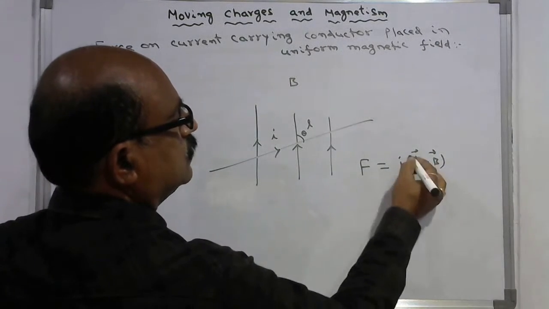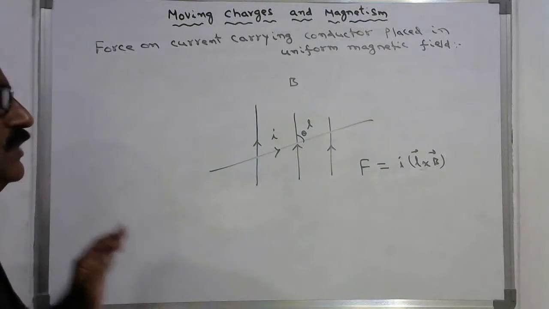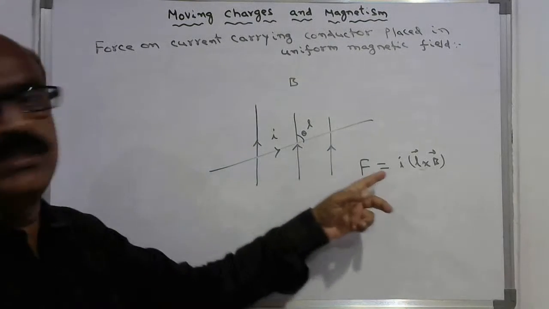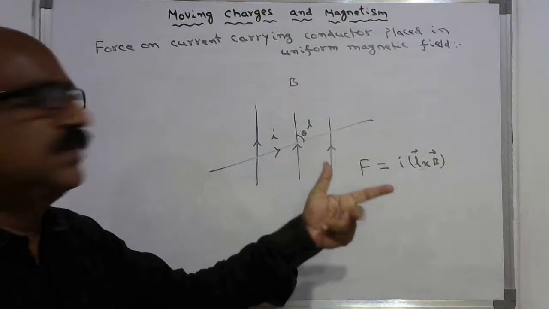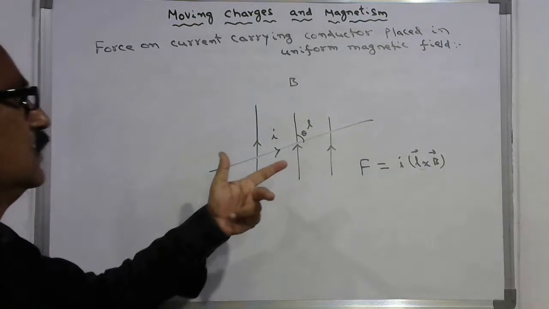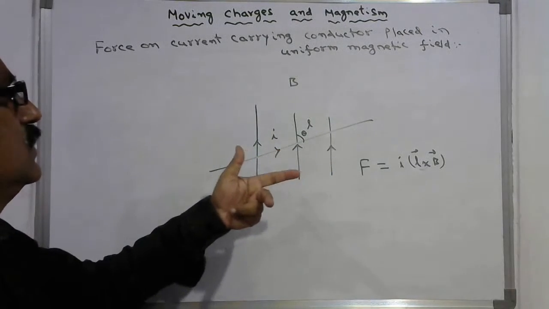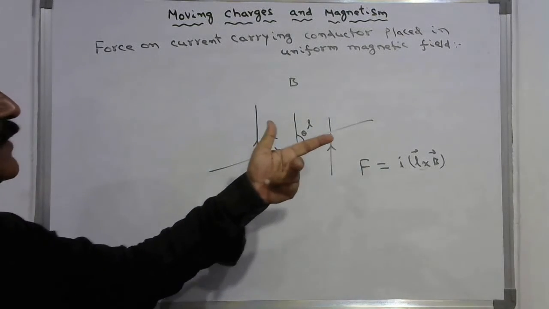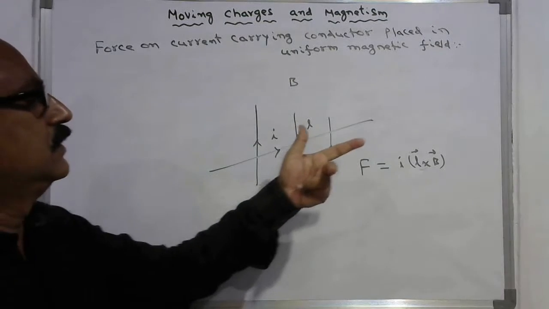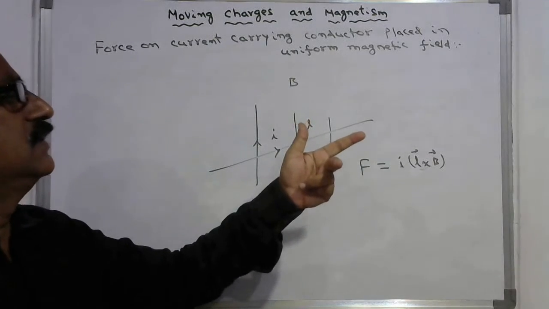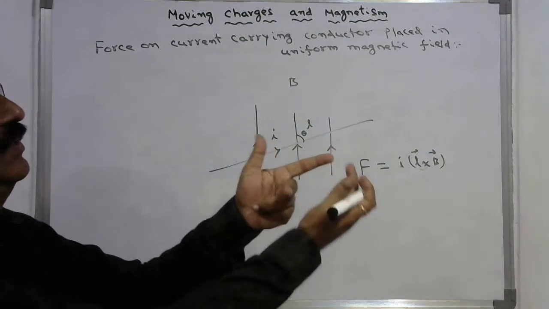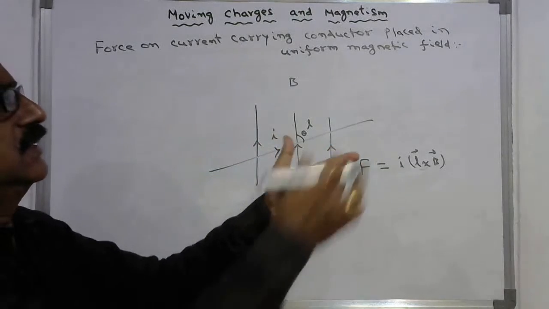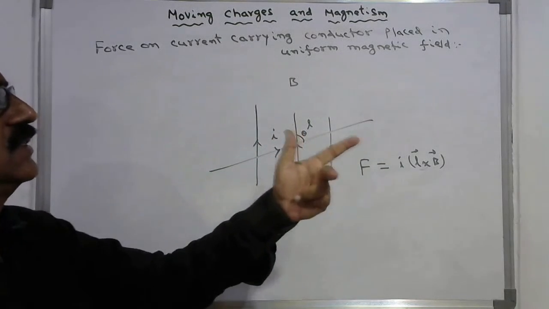L cross B. This is the force experienced, and this force can be explained with the help of Fleming's left hand rule. Just imagine, you keep your left hand, thumb, forefinger (index finger) and middle finger (center finger).